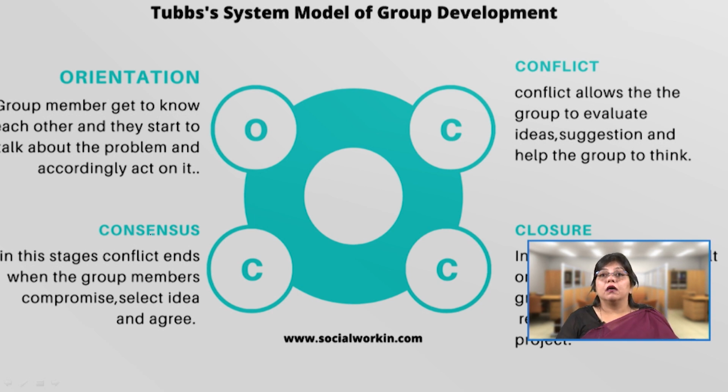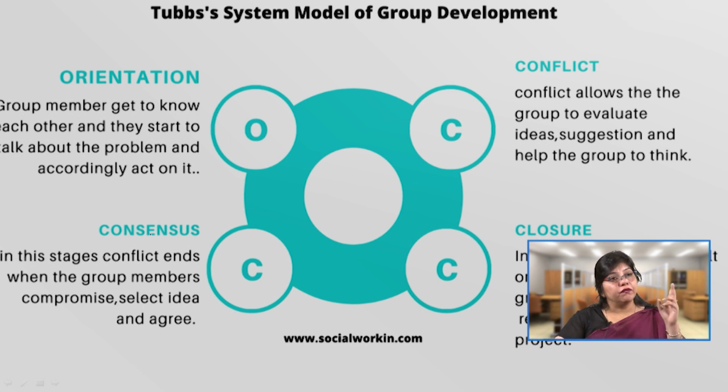The other is conflict. Conflict allows the group to evaluate ideas and suggestions and helps the group to think, and it reaches a stage of consensus where conflict is resolved and members tend to give consent and compromise based on the ideas or opinions of the other members. And once consensus is reached on how the group will function based on input, output and throughput, it leads to a stage of closure. In this stage, the final result or decision is announced and group members reaffirm and end the project.